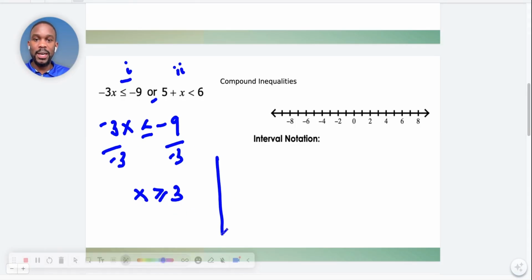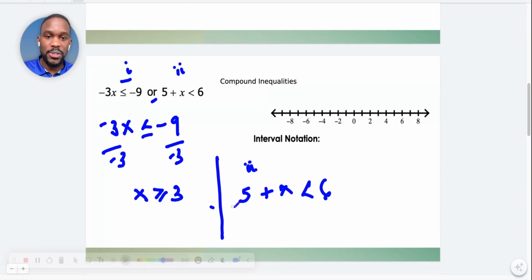And then if we look at inequality number 2, it was 5 plus x is less than 6. Remember, the trick is you're going to distribute, collect like terms, and find the x value. So we need to take 5 to the other side of the equation. We're going to end up with x less than 6 minus 5. You're going to get 1. So now let's plot these inequalities.